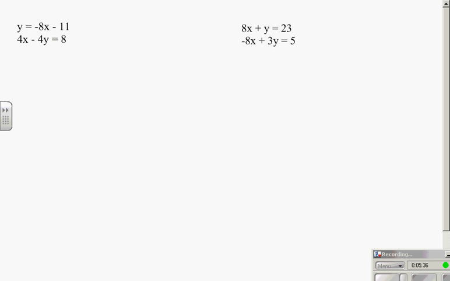Two more examples. I have another one here, this top one, that is already solved for y. So wherever there's a y, I'm going to insert that. My first step: 4x minus 4, watch your parentheses, negative 8x minus 11 equals 8. Distributive property.